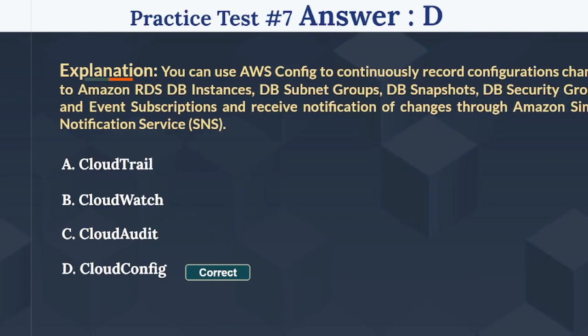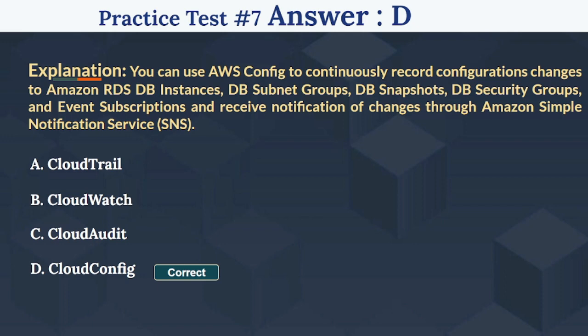So the right answer is D, Cloud Config. You can use AWS Config to continuously record configuration changes to Amazon RDS DB instances, DB subnet groups, DB snapshots, DB security groups, and event subscriptions and receive notification of changes through Amazon Simple Notification Service (SNS). Let's move to the next question.